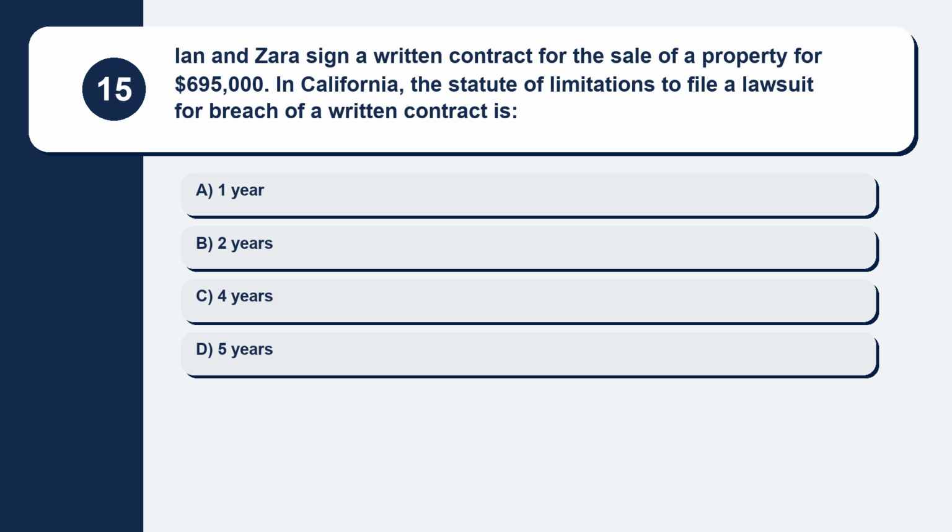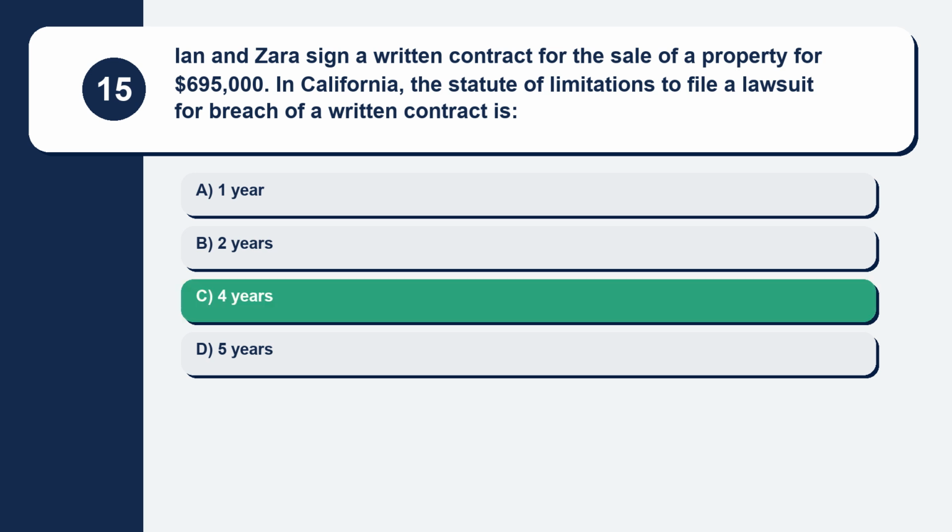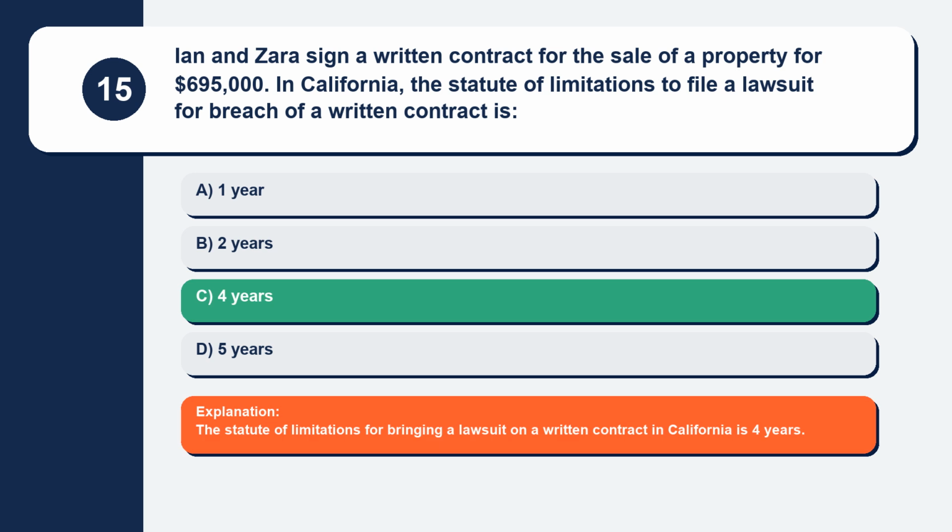Question 15. Ian and Zara sign a written contract for the sale of a property for $695,000. In California, the statute of limitations to file a lawsuit for breach of a written contract is. Here are your options. Option A, 1 year. Option B, 2 years. Option C, 4 years. Option D, 5 years. The correct answer is option C, 4 years. Explanation: the statute of limitations for bringing a lawsuit on a written contract in California is 4 years.